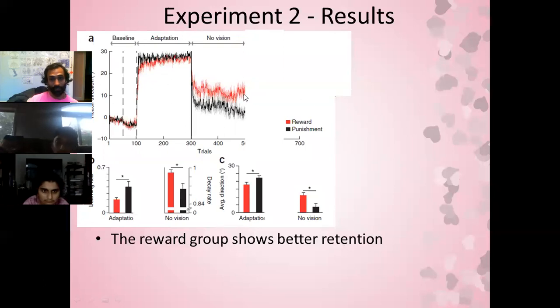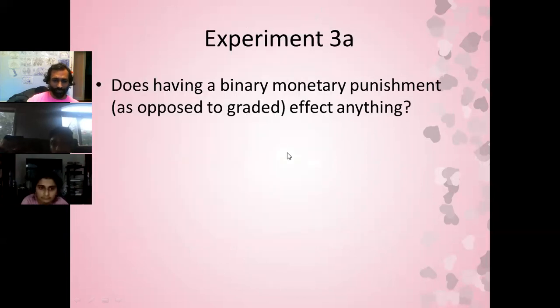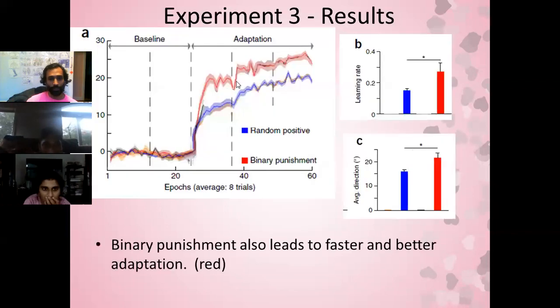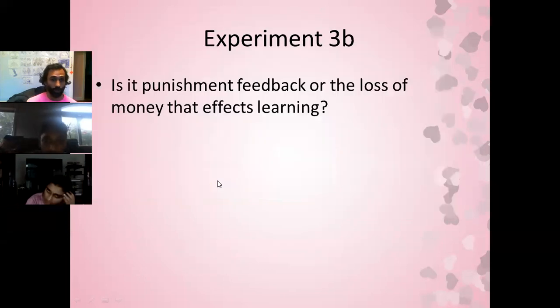Does a binary monetary punishment affect anything? So now instead of having multiple points you only get 1 point or you get nothing. And what they find again is that punishment, even with binary, leads to faster and better adaptation, learning this motor memory. So that's also kind of interesting. And again, you have to think about punishment and what types of punishment. There may be some punishments that would work and others that really don't.